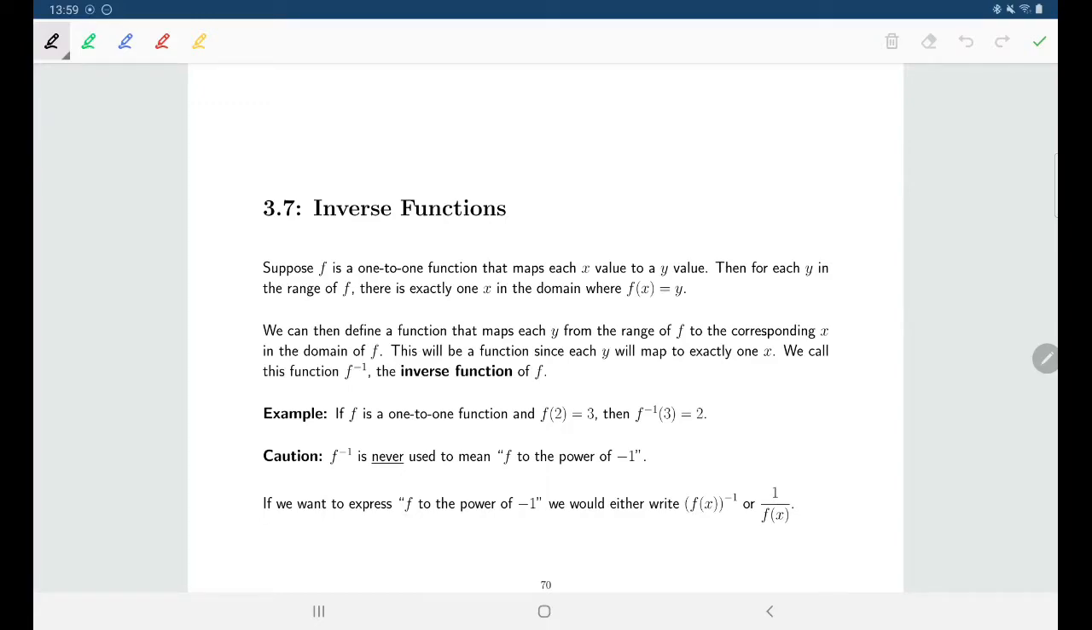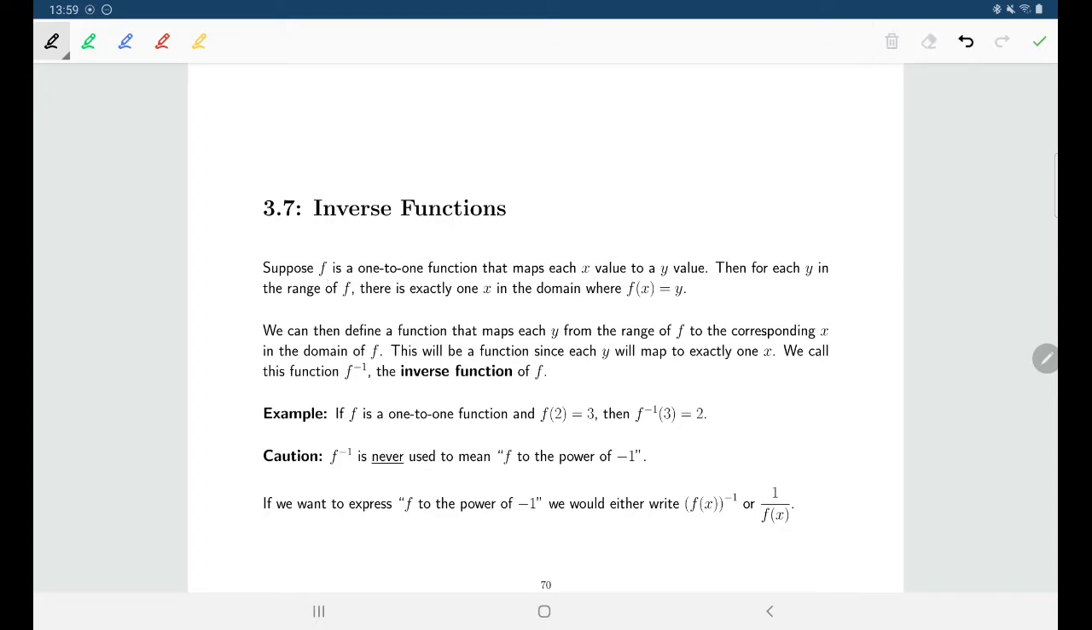Welcome back. In this lecture, we'll be talking about inverse functions. Before we get to that, let's have a brief recap of what I mean by one-to-one functions, because when we talk about defining inverse functions, we'll be defining them specifically for functions that are one-to-one.